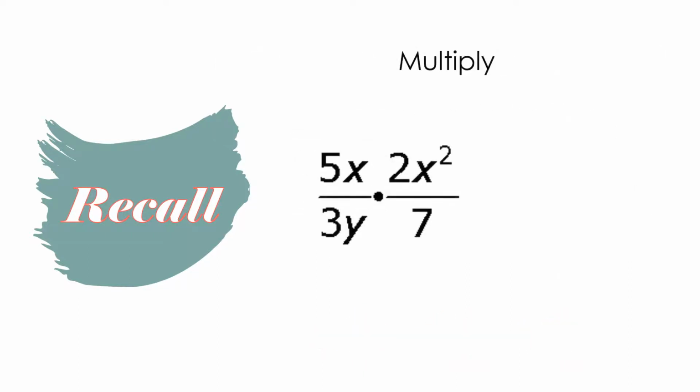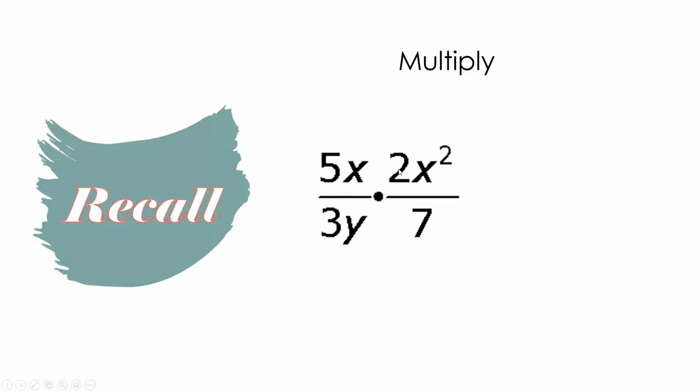Another. Multiply 5x over 3y times 2x squared over 7. Since this is a form of fraction, the rule in multiplying fractions is we have to multiply numerator times numerator, then denominator times denominator. So in this case, we just multiply 5x times 2x squared.